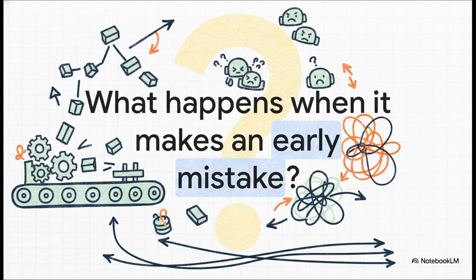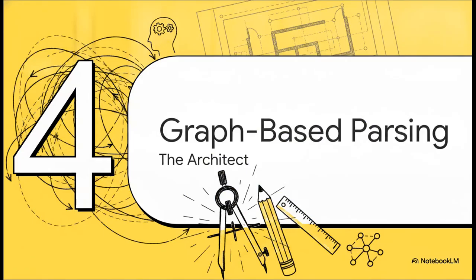But still, it begs the question, right? What happens when that greedy assembly line does make a mistake it just can't recover from? Especially on those super long sentences or those tricky non-projective ones with all the crossing edges. That brings us to Section 4, graph-based parsing, where we meet the architect.